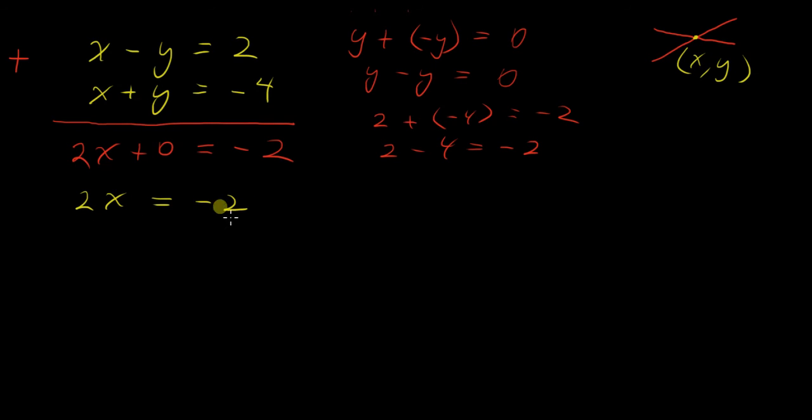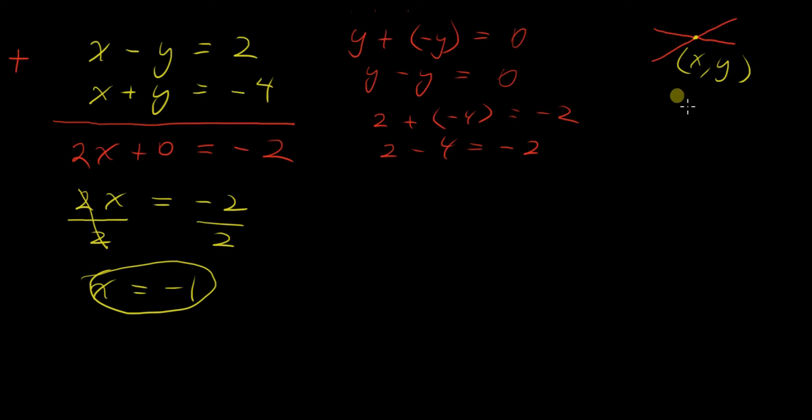Well, now guess what? I have eliminated the y variable. I have only an x, which means I can actually pin down a specific value of x. And the way I'm going to do that is, as you probably know, divide both sides by the number in front of the x. It's multiplying it. And we get x equals negative 1. We now know the x part of this ordered pair, but we don't have the y yet.